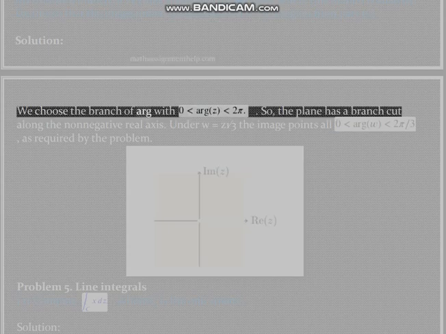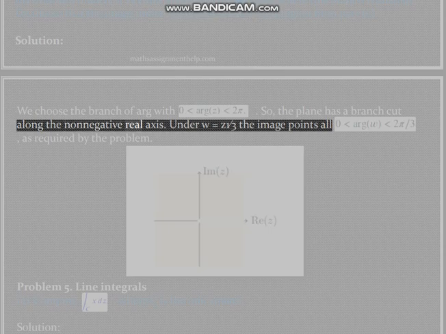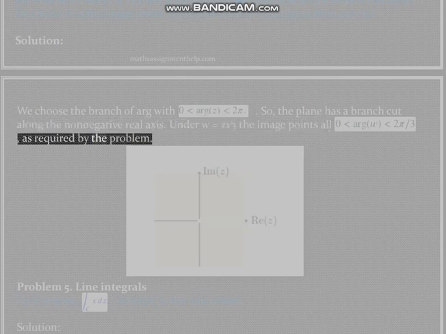We choose the branch of arg with a given range. So, the plane has a branch cut along the non-negative real axis. Under w equals z^(1/3), the image points all lie in the region, as required by the problem.